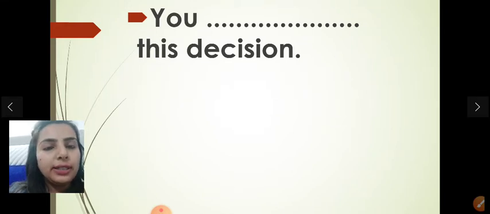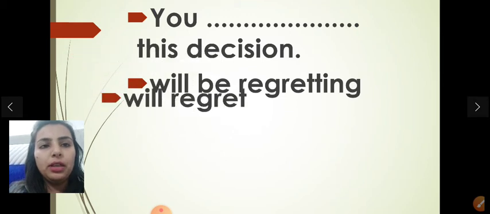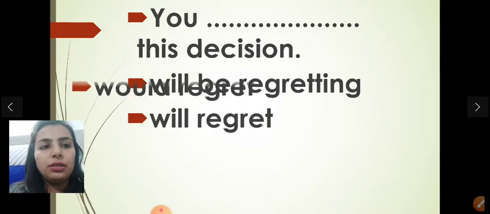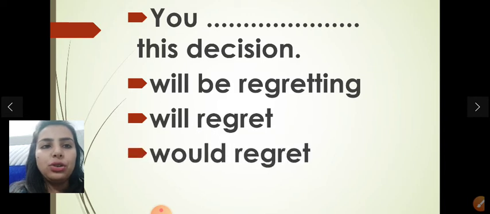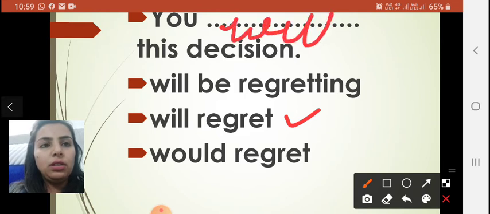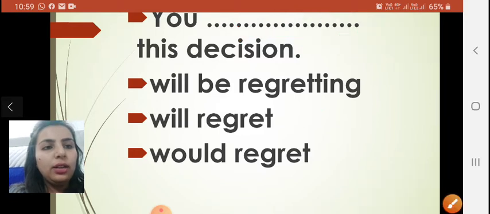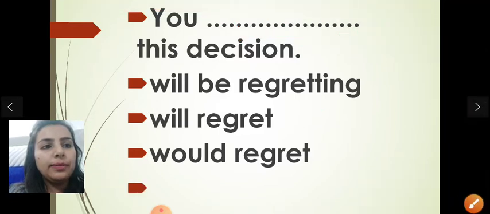You dash this decision. Make it in the future, simple future tense. The first option is will be regretting. Will regret. Would regret. So you will regret this decision. Okay. Now see the next.